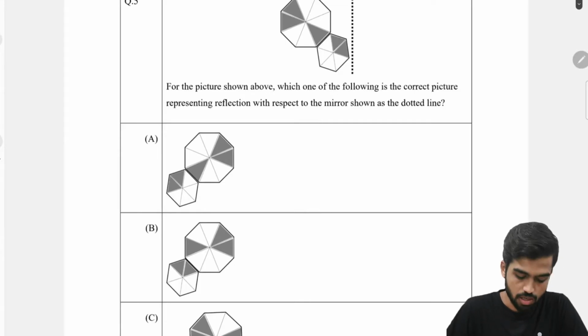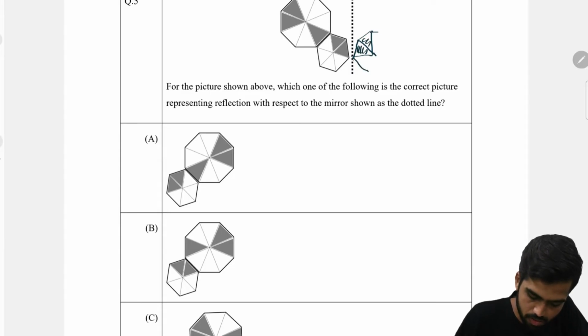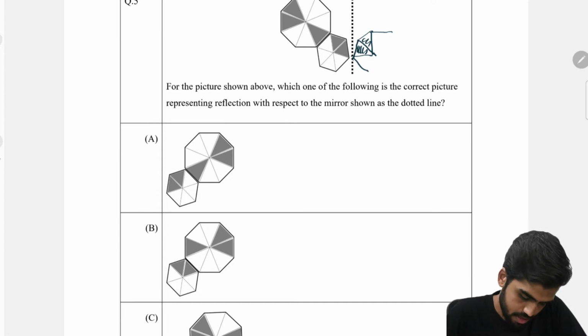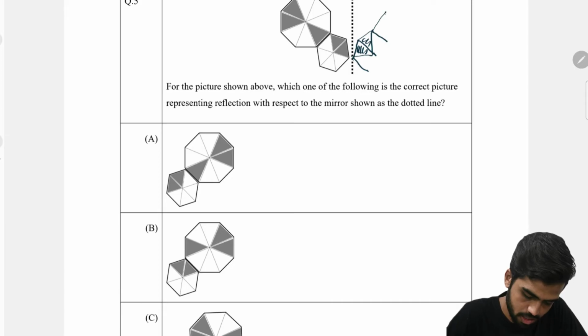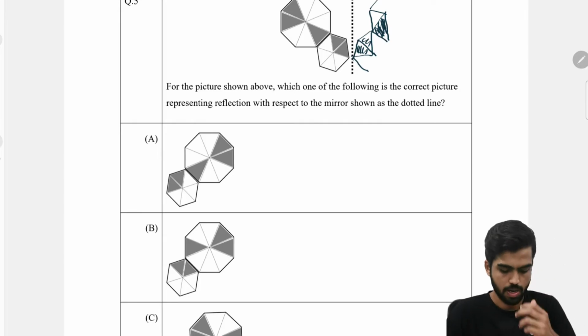For the next question, we just have to make a mirror image of the given image. For the picture shown above, which of the following is the correct picture representing reflection of the. So we'll try to recreate the image, and here we can see that this is the shaded part. All of the other parts we do not really care about, and among this, this will have to be the shaded part in the bigger circle, and this will not be shaded, and similarly this will not be shaded.